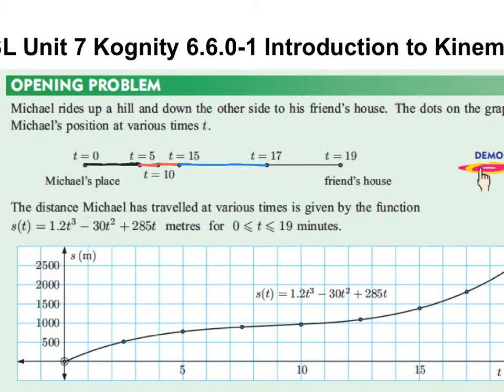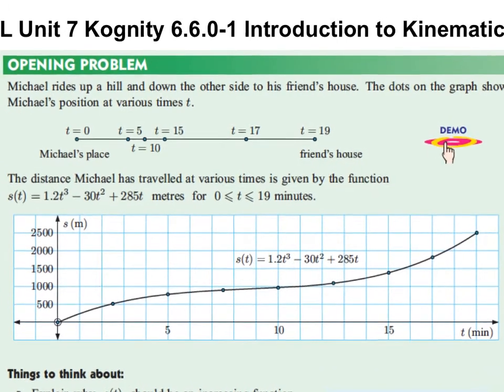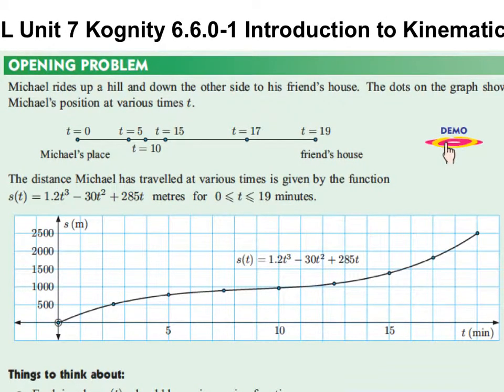Now, if we knew what the actual distances were, we could label them on this number line, okay? And in fact, we're told that the distance he has traveled at various times is given by the function s of t equals 1.2t cubed minus 30t squared plus 285t. By the way, notice if you plug in t equals 0, it equals 0 because we're calling where he started 0, okay? And this whole function is giving us what's called his displacement, all right?